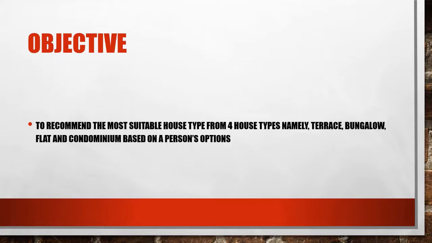Next up is the objective. The main objective of this system is to recommend the most suitable house type from 4 selected house types, which are terrace, bungalow, flat and condominium, based on the person's options.